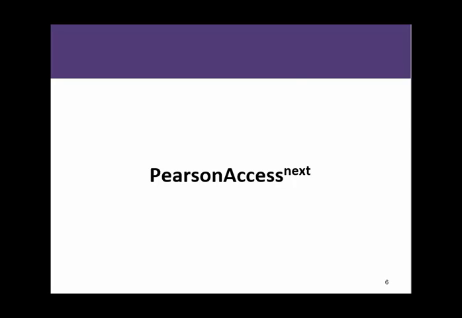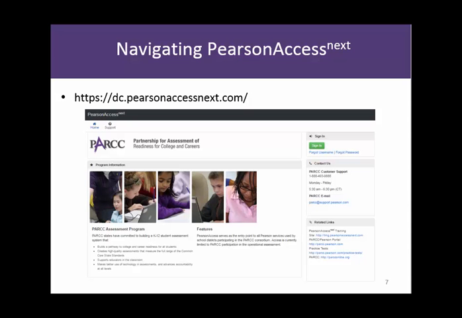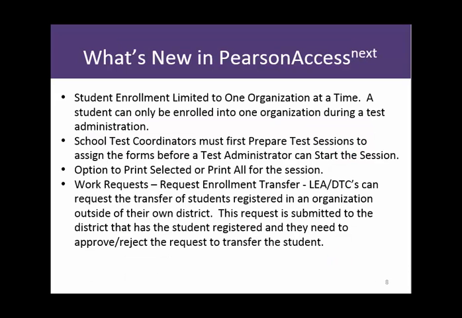Pearson Access Next. Navigating to Pearson Access Next, you will enter the URL dc.pearsonaccessnext.com. It will take you to this sign-in screen. A few things are new in Pearson Access Next from last year, things that were not available in Pearson Access Next in spring 2016, but will be available in spring 2017.